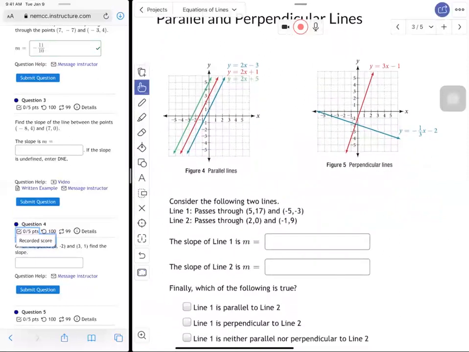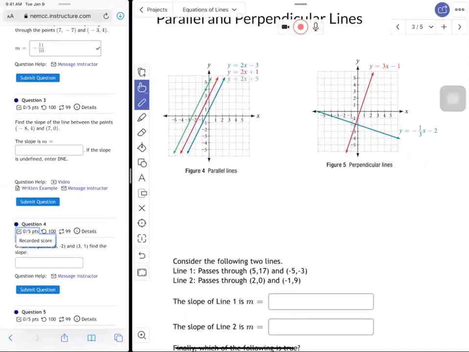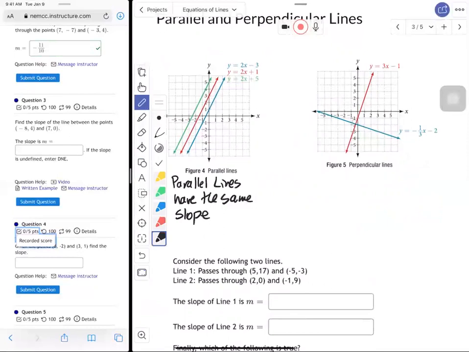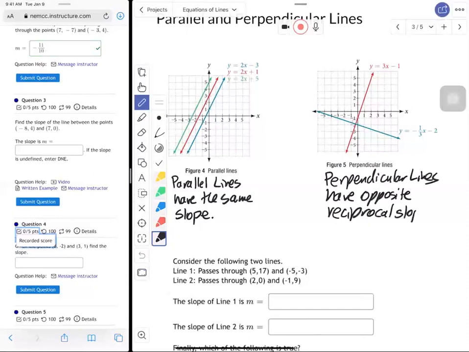So let me move this down just a little bit so that we can take a note right here. We'll say parallel lines have the same slope. So you look at the slopes and compare them. If they're the same, they're parallel. And then perpendicular lines have opposite reciprocal slopes. So they'll be opposite in sign and they'll be reciprocals of each other.